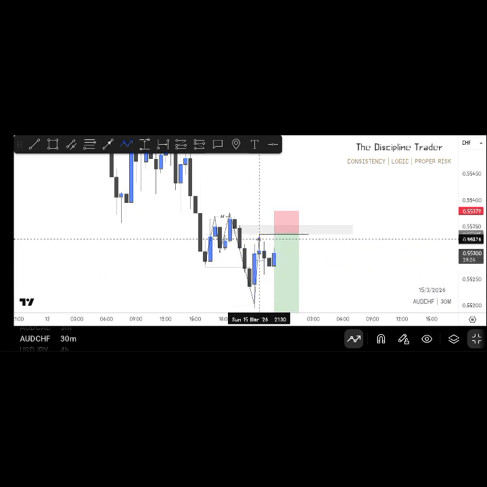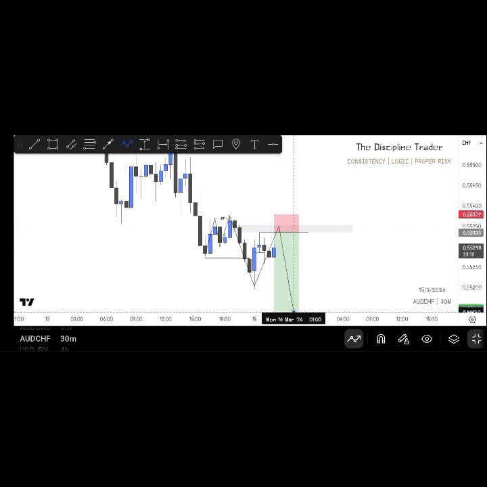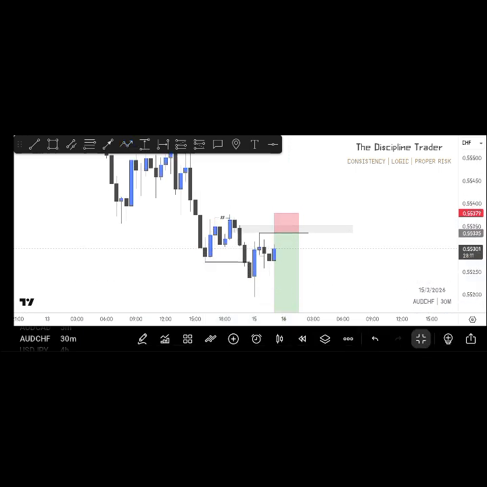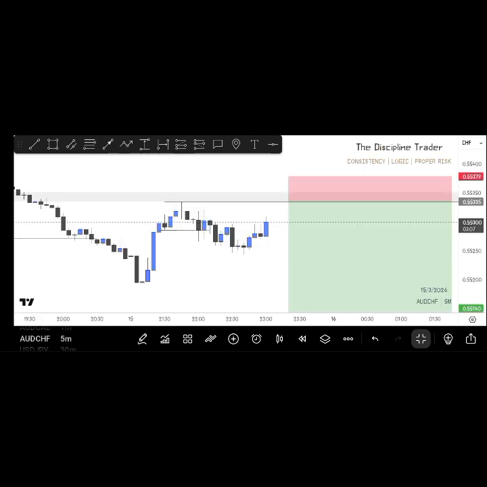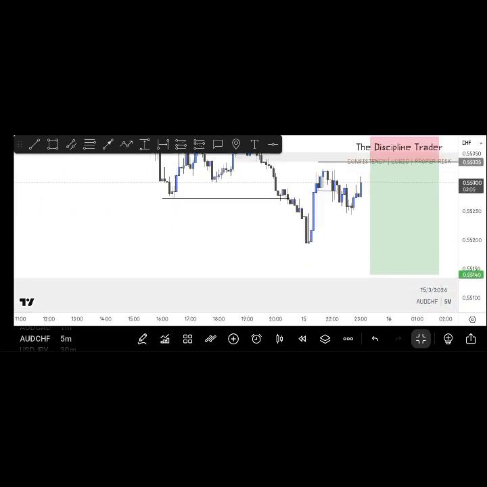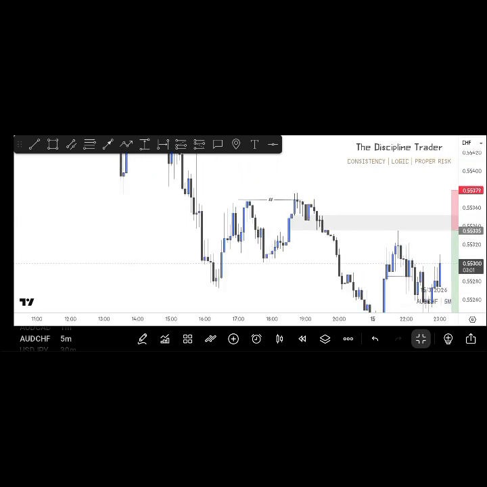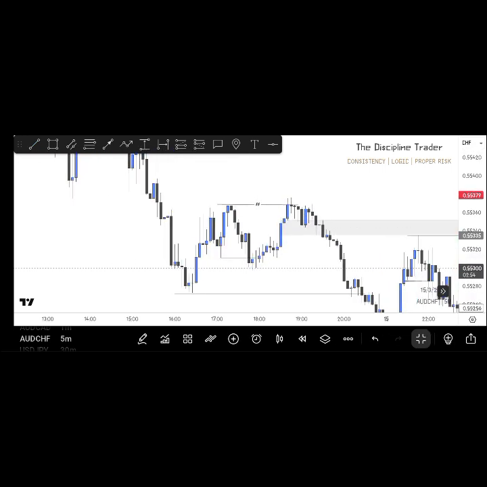So maybe this wick will be used as liquidity before price can continue the move down. So looking at it, let me go to my 5 minutes time frame. So I went to my 5 minutes time frame and what I'm seeing is price actually gave a change of character at this point. At this point, as you can see, it gave a change of character.